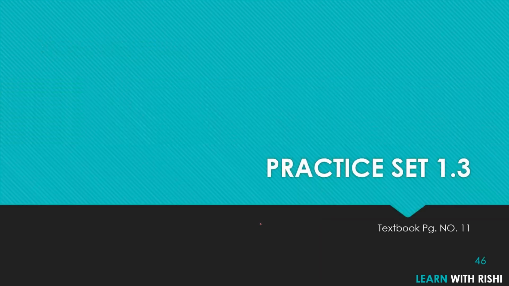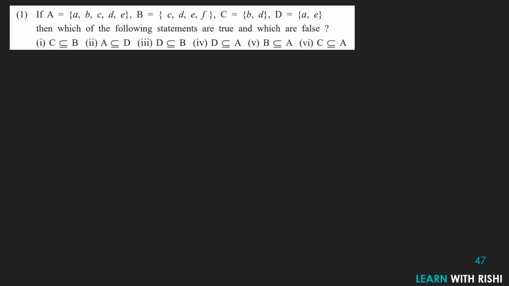Now, after learning this theory, we'll proceed to practice set 1.3, which is in your textbook, page number 11. Let us start solving the first question. The question is, there are 4 sets given. A is equal to {A, B, C, D, E}, B is equal to {C, D, E, F}, C is equal to {B, D}, and D is equal to {E}. Then which of the following statements are true and which are false, that we have to tell.